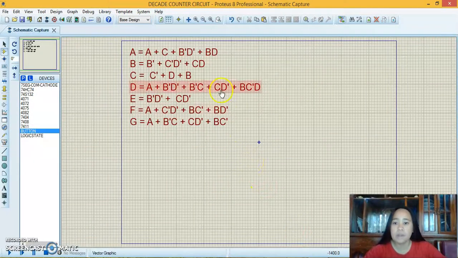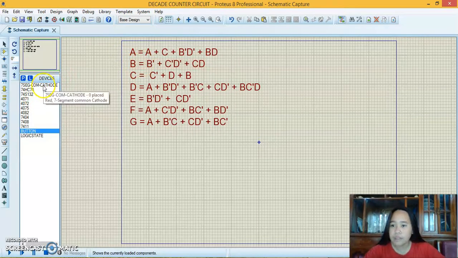To minimize our time, I already wrote the equation for A, B, C, D, E, F, G. I came up with this equation using the K mapping. By the way, the following are the requirements for us to make the circuit. First we have here the 7-segment cathode, this one is the color red.